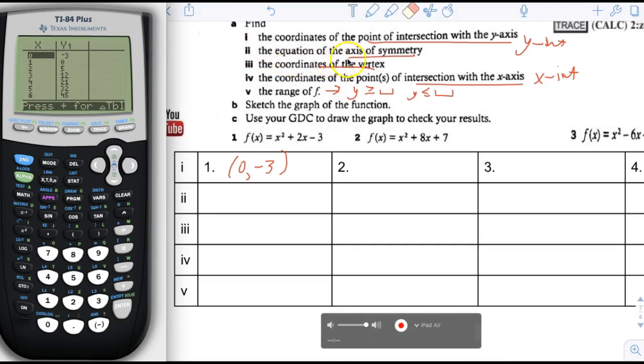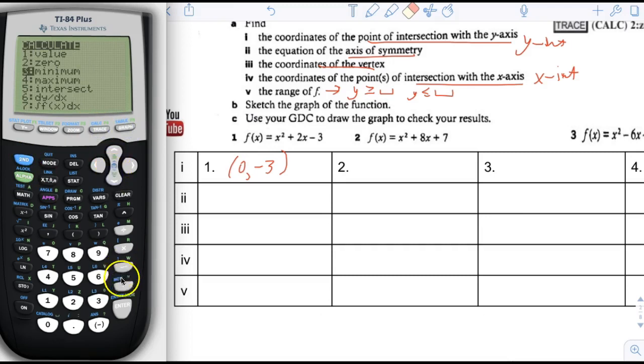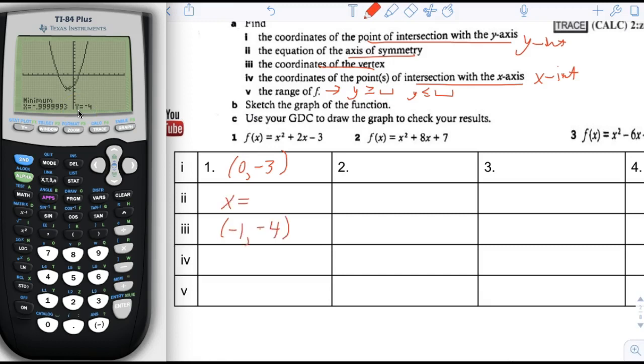Let's find the axis of symmetry. The easiest way to find the axis of symmetry is to find the vertex first. So let's go back to the graph and do second calc minimum. With the left bound, we move to the left side of the vertex and hit enter. The right bound, we move to the right side of the vertex and hit enter. Then we hit guess, and that tells us that the minimum is at negative 1, negative 4. The vertex is negative 1, negative 4. So the axis of symmetry is the x-coordinate of the vertex, which is x equals negative 1.